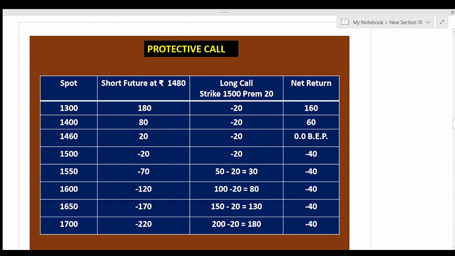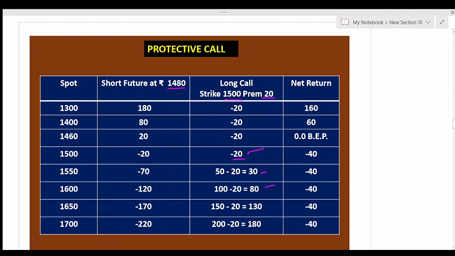Now come to the table. Short future price is 1480. Long call strike is 1500. Premium paid is 20. So up to the strike price of 1500, the buyer will suffer a loss of the premium paid, rupees 20. And if it exceeds 1500, then the loss will gradually reduce and it will be profitable when the underlying price increases, as the market moves upward.